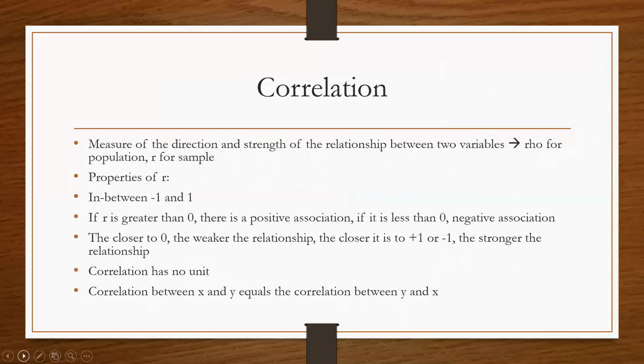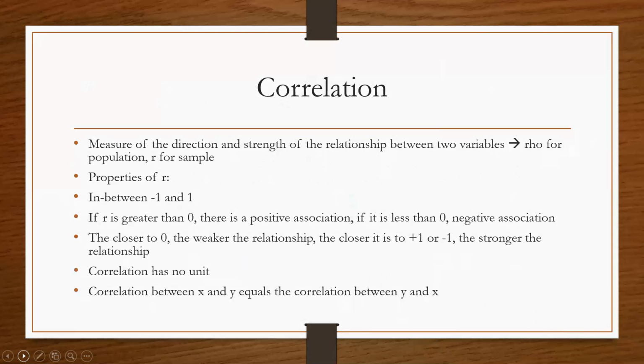So correlation. This is a fun one. There's a lot of information, so don't let it get to you. Basically, it's just a measure of direction and strength of the relationship. Things you always have to keep in mind: it's always going to be between -1 and 1. It can't be any greater than 1 or less than -1. If it is, then there's an issue. If it's greater than 0, then there's a positive association. If it's less than 0, then there's a negative association.